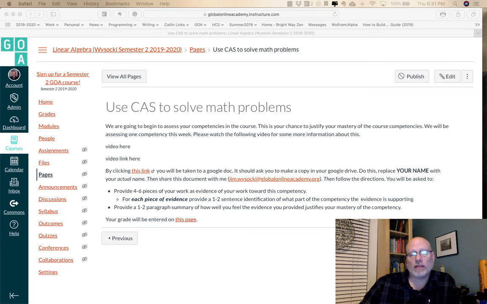But I do want to start looking at this because you've had a chance now to work with GeoGebra for a little while, so you should be starting to get a sense of how to use CAS, at least in GeoGebra and with some vectors and matrices, to solve math problems. And so a couple quick things I want to remind you about the way that competencies work in this course.